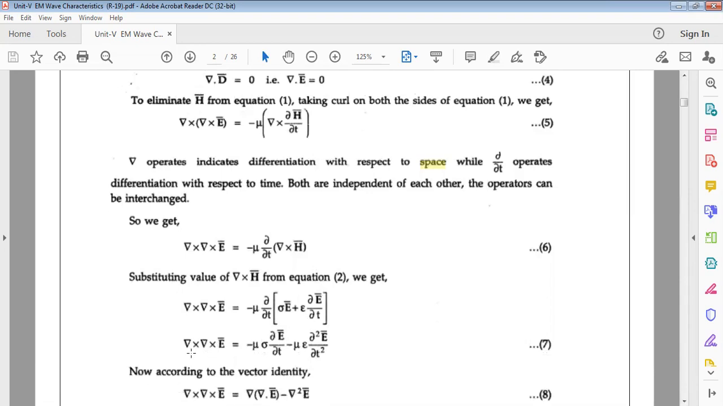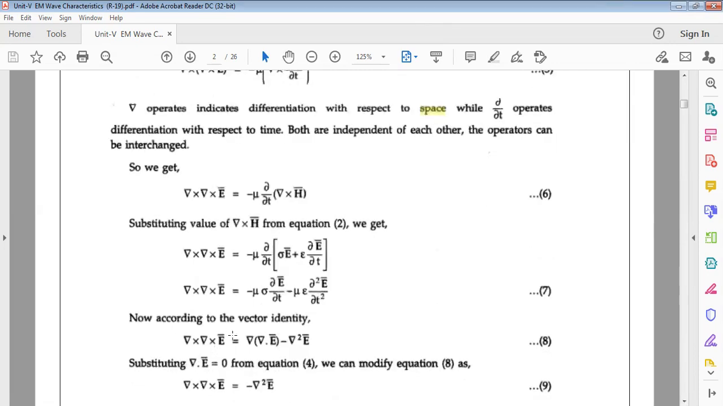Okay. So del cross E bar is equal to minus mu into sigma, which is also constant, write it outside, dou by dou T of E bar, minus mu into epsilon, multiplied with the dou by dou T here, dou square E bar by dou T square. From the curl properties, del cross del cross E bar is equal to, according to the vector identity, del of del dot E bar minus del square E bar.